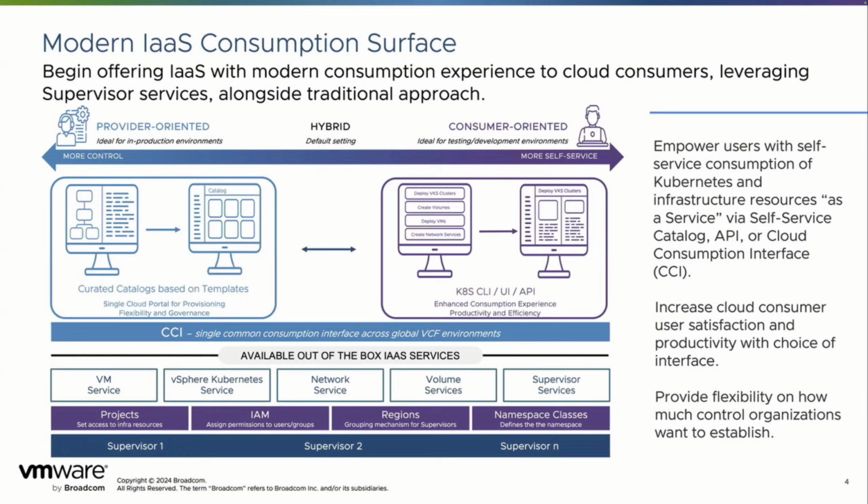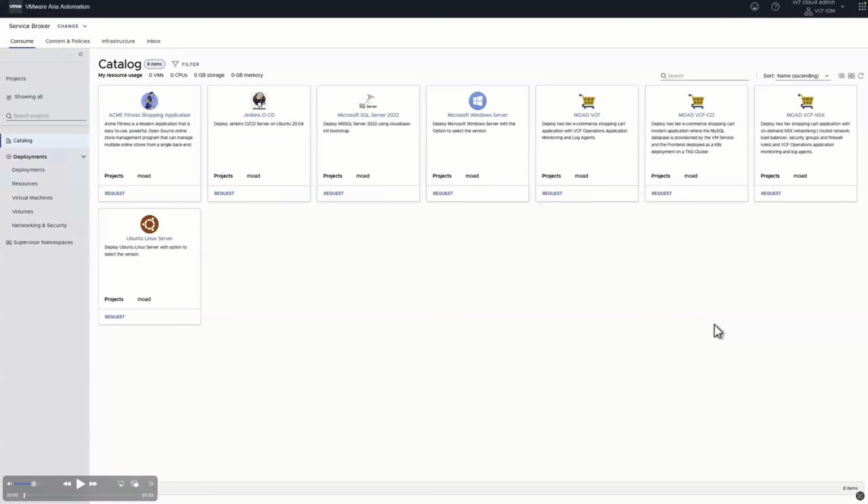Okay, let me just jump into the demo because I think it's going to take me about the remainder of my time to get through it. My whole point here is to show you the consumption model, especially around the self-service catalog piece. Okay, let me get this up here.